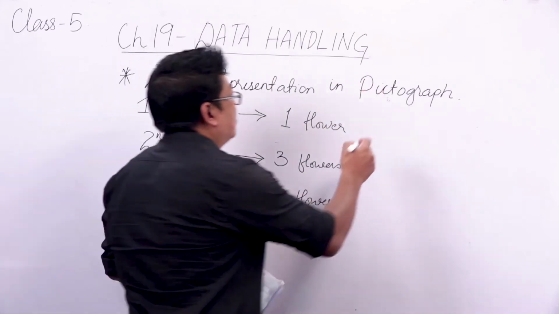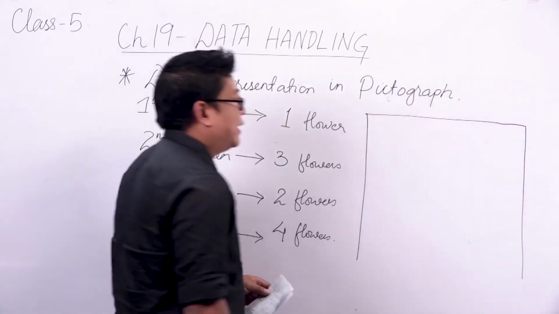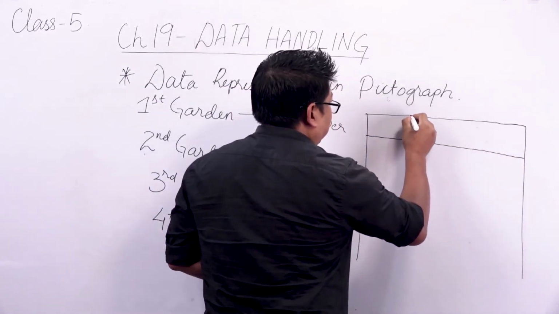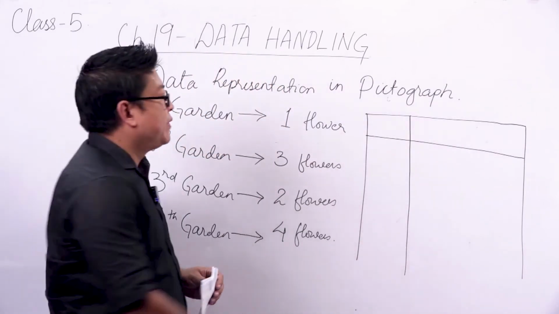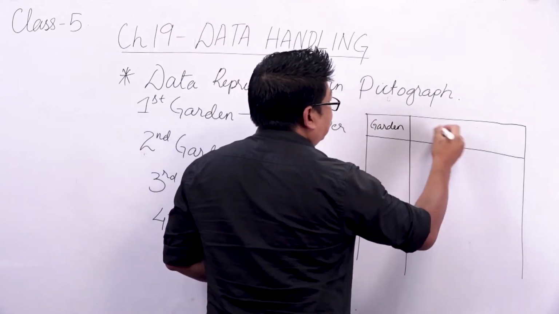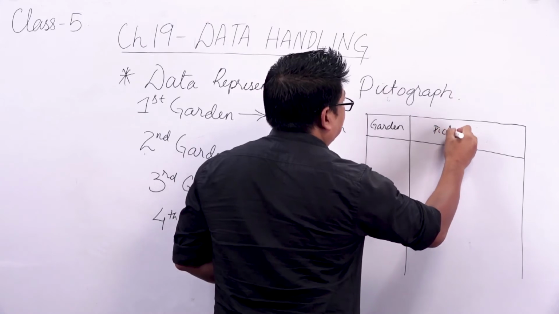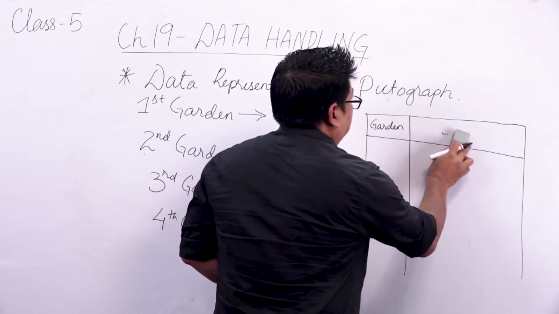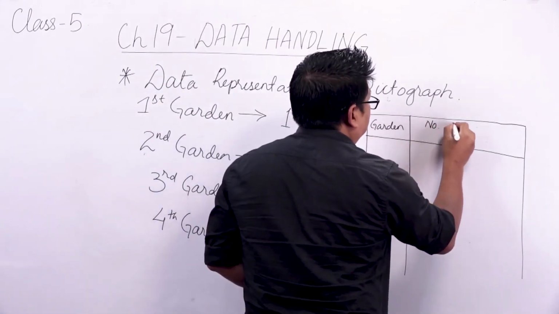So what we will do is we will draw a table first, a table in this manner, and we will separate them. We will make only 2 columns here. The first one will be for the garden, and the next will be your pictograph, I mean pictures, or let's say number of flowers.